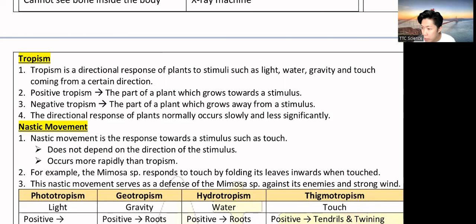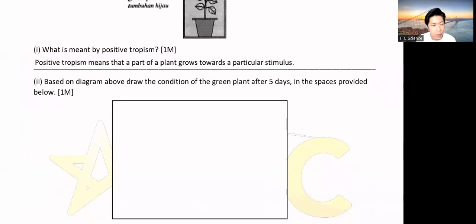What is the difference between stigma and nastic movement, other than directional? There are two differences, Santosh. One is directional versus non-directional, and the other is permanent versus not permanent. Stigma is permanent, forever you need to climb upwards, but nastic you close already, then you open after a while. Okay, everybody, that's the definition.